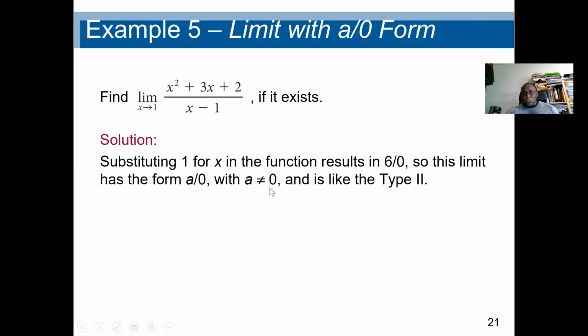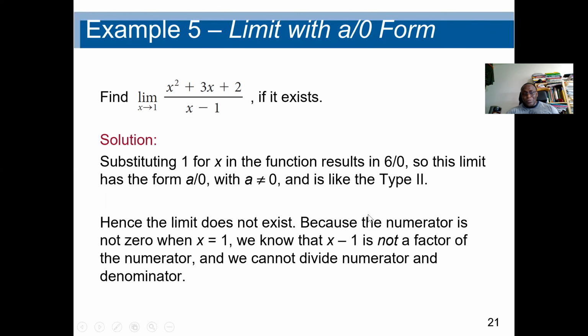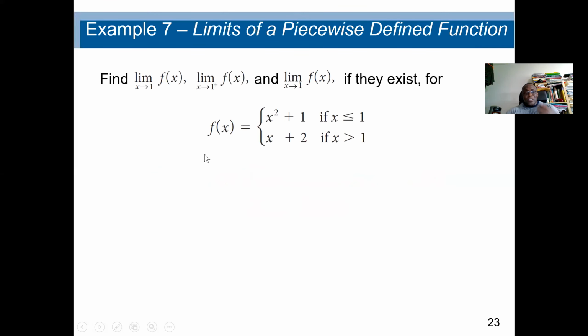When a is not equal to 0, then it's type 2. So this means, again, the limit does not exist. We cannot divide the numerator by 0. So again, this means the limit does not exist if we have any value divided by 0. Now, let's see this example here.